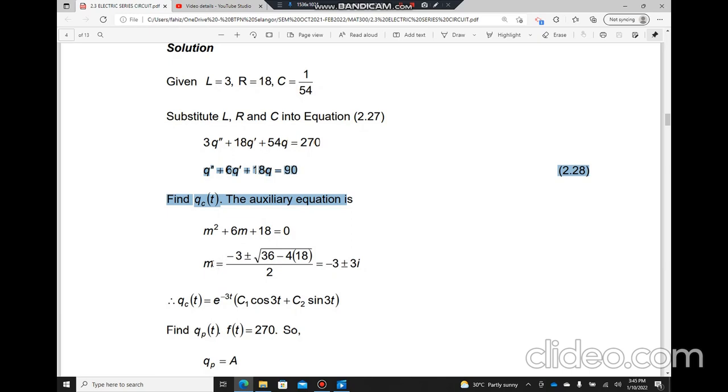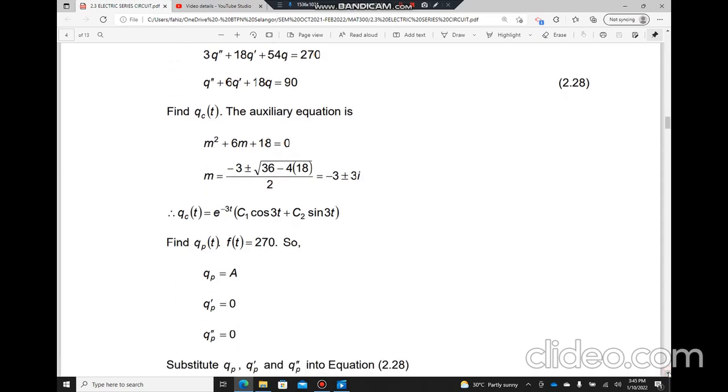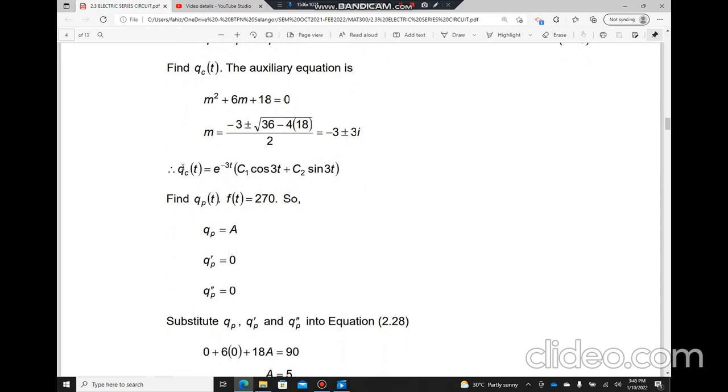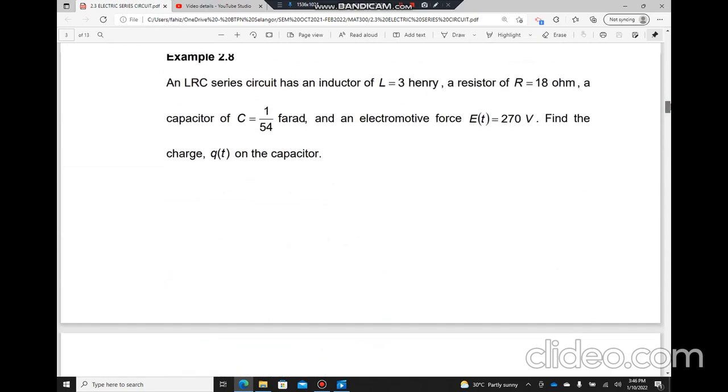And then find the roots. Kat sini kita boleh guna either quadratic formula or you can use calculator. Mana-mana satu pun boleh untuk cari M. So your roots here are negative 3 plus minus 3i. Okay, so dah dapat roots. So we get the general equation which is QC equals to e negative t, C1 cos 3t plus C2 sin 3t. Okay, since dia adalah non-homogeneous, so kita tengok yang sebelah kanan.